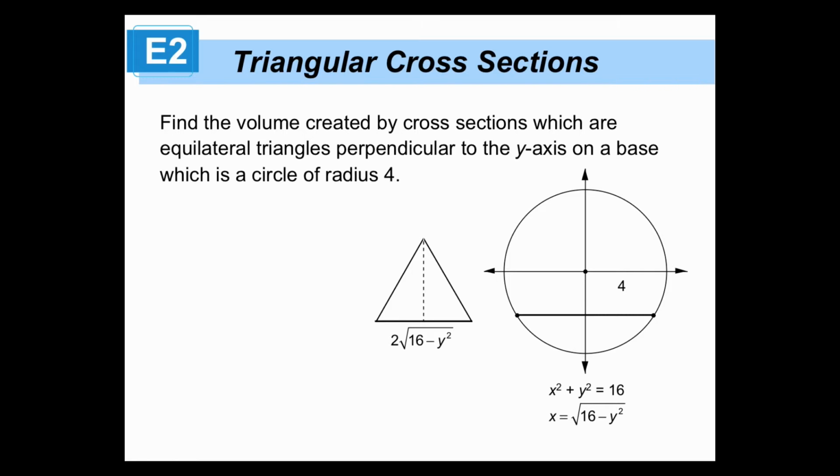This is an important point. Does everybody understand where that came from? That 2 times the square root of 16 minus y squared. This point is the square root of 16 minus y squared comma y, right? Because we're working in terms of y now. Or it would be x comma the square root of 16 minus x squared if we were working in terms of x, but we're working in terms of y.